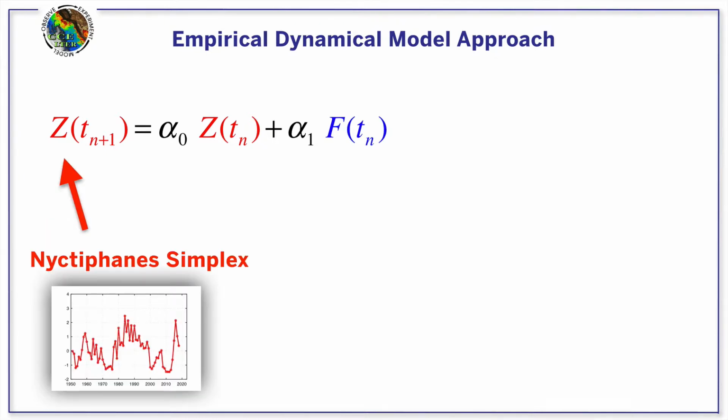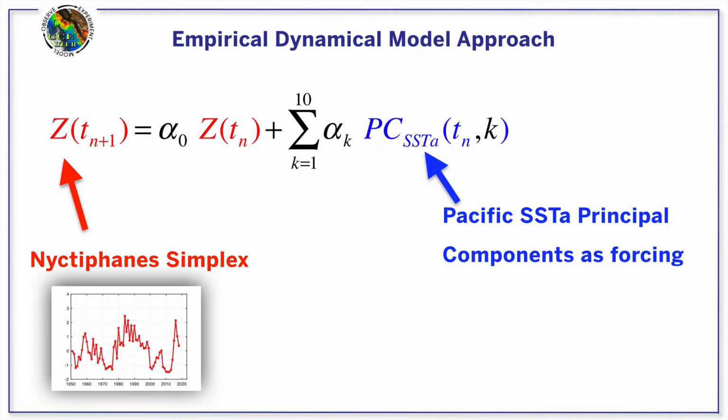And what we're going to try to forecast is the Nyctiphanes Simplex time series. This is the zooplankton. And in the Pacific, this species is known to be sensitive to changes in the sea surface temperature anomalies. And so we're going to use that as the forcing here in this equation. But because we don't want to use all the sea surface temperature anomalies, we are going to decompose this in principal components. So here I've expanded this equation to include essentially the first 10 principal components of sea surface temperature in the Pacific. And each one of them will have a coefficient that is different.